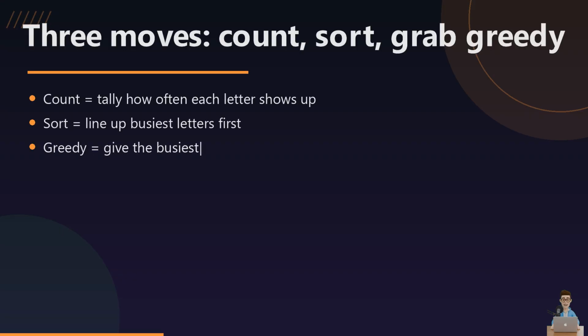Think of a busy parking lot. The cars that come and go the most often should get the spots closest to the entrance, so people don't waste time walking. That's really all we're doing here. Step 1. Count how often each letter shows up. Step 2. Sort those letters from busiest to rarest. Step 3. And this is called being greedy.